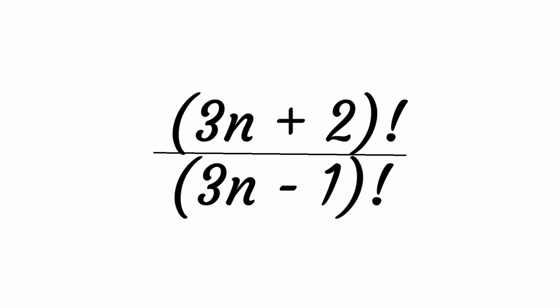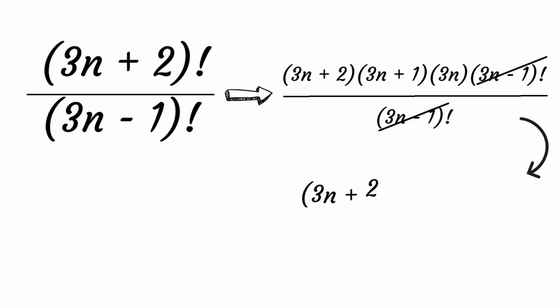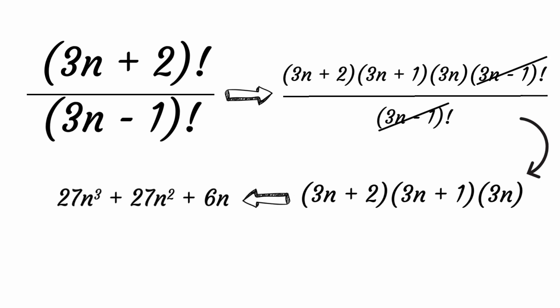We can also solve 3n plus 2 factorial over 3n minus 1 factorial. Our goal is to cancel out some values. So if we expand the functions, we can cancel out the denominator. So if we expand the functions to 3n plus 2, 3n plus 1, 3n, and then 3n minus 1 factorial, all over 3n minus 1 factorial. The 3n minus 1 factorial reduces to 1, and we're left with 3n plus 2, 3n plus 1. We can distribute this to find our final answer, which is 9n squared plus 9n plus 2.